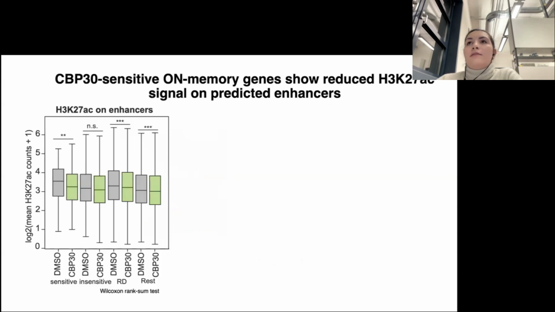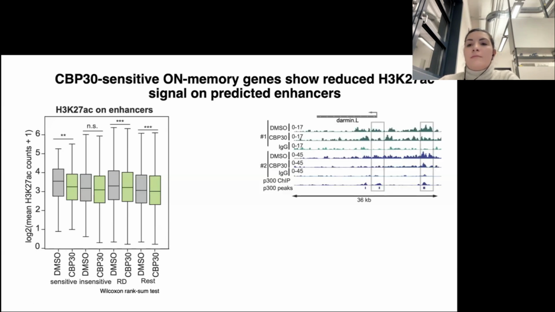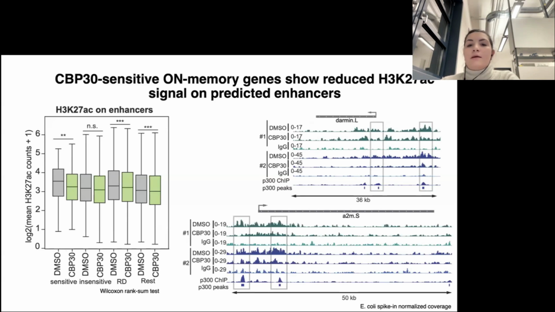And then we stratified these genomic sites based on the proximity to gene sets, based on whether they were on-memory genes sensitive or insensitive to the treatment, or correctly reprogrammed genes, or neither of those. And we could actually see a significant reduction of K27 acetylation on enhancers that were proximal to sensitive genes. And this was also something that is nicely illustrated in these genome browser snapshots.